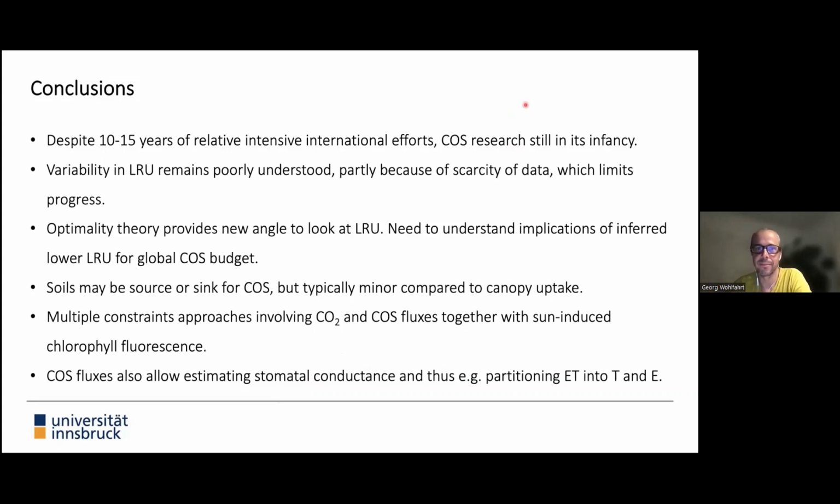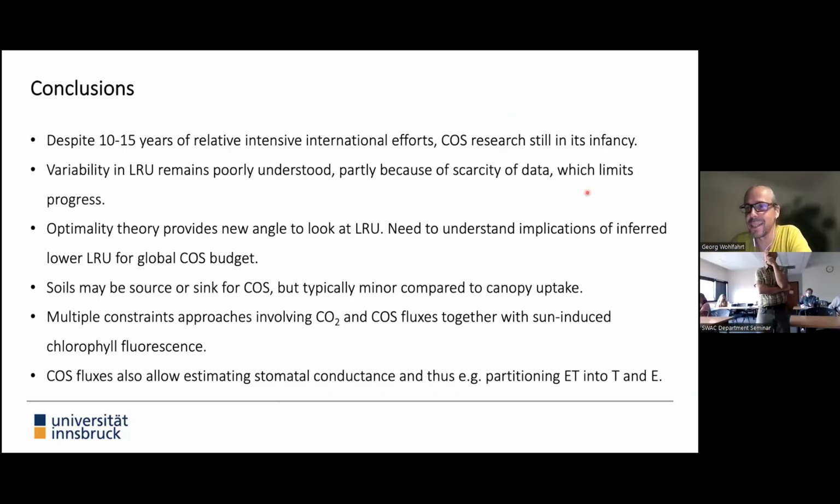Georg, I have a couple questions. Go ahead. What was your methodology for estimating conductances at the canopy scale? And then secondly, are there any significant differences with respect to a C3 versus C4 photosynthetic pathway with some of the COS measurement? Yeah, good point. I forgot to say that.